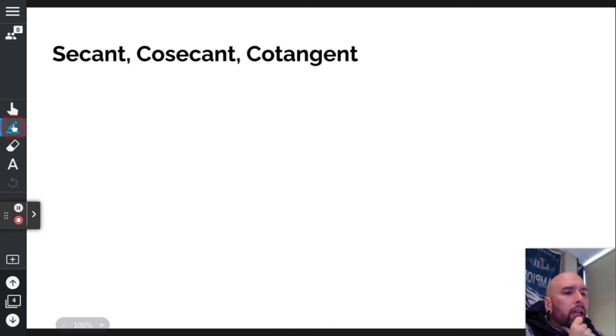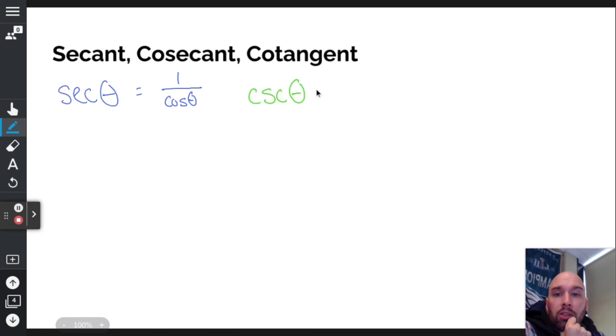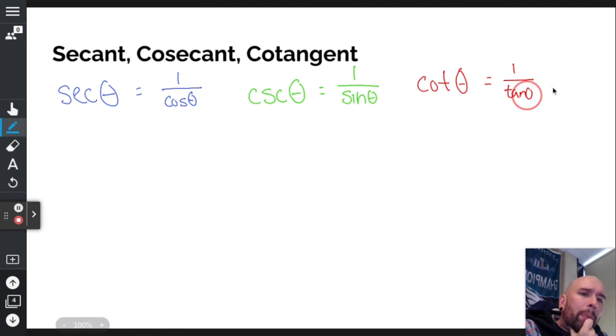Now let's take a look at our three new friends, secant, cosecant, cotangent. Okay, secant, abbreviated as SEC, is the same as 1 over cosine theta. Okay, cosecant, abbreviated, is the same as 1 over sine theta. And cotangent, abbreviated, is the same as 1 over tangent, which happens to be the reciprocal of regular tangent, which we saw a couple slides ago. So why don't we just flip those as well?